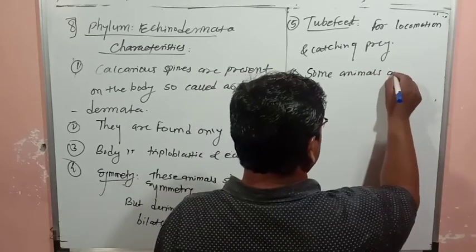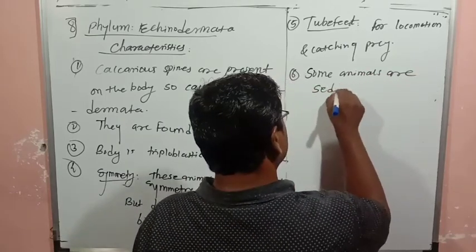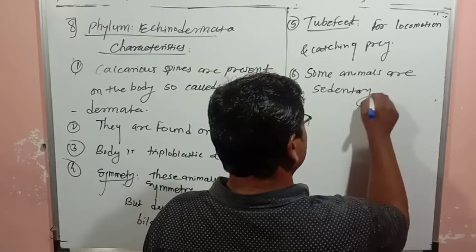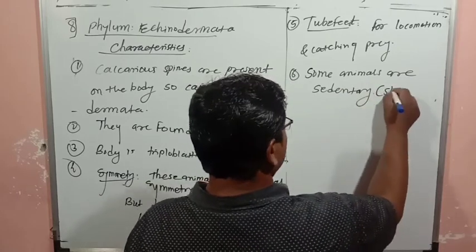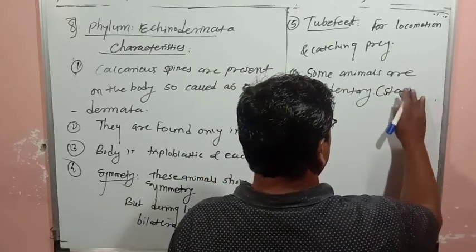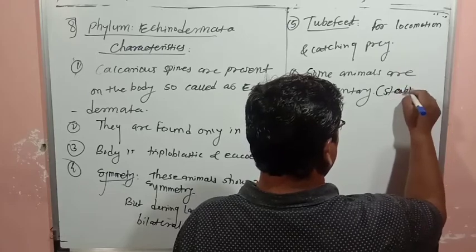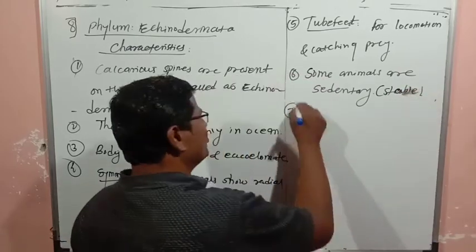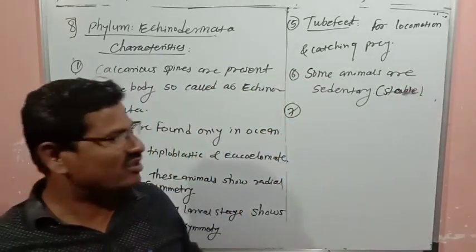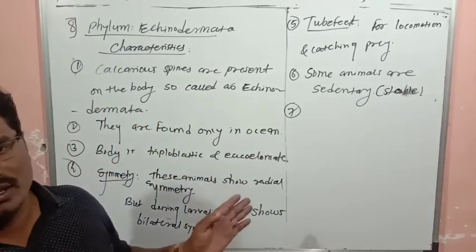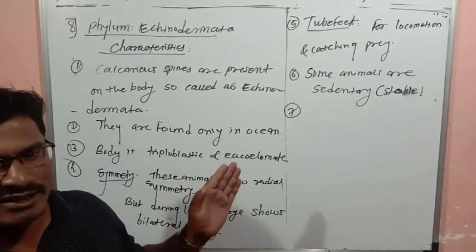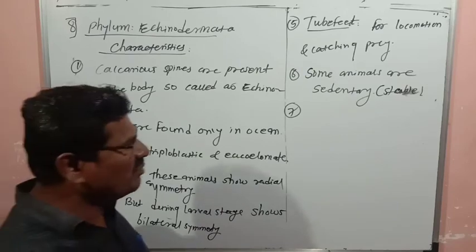Some animals are sedentary. You can say sedentary or stable. They are not showing any movement. Seventh point is related to the skeleton. The skeleton has calcareous spines or ossicles or plates.